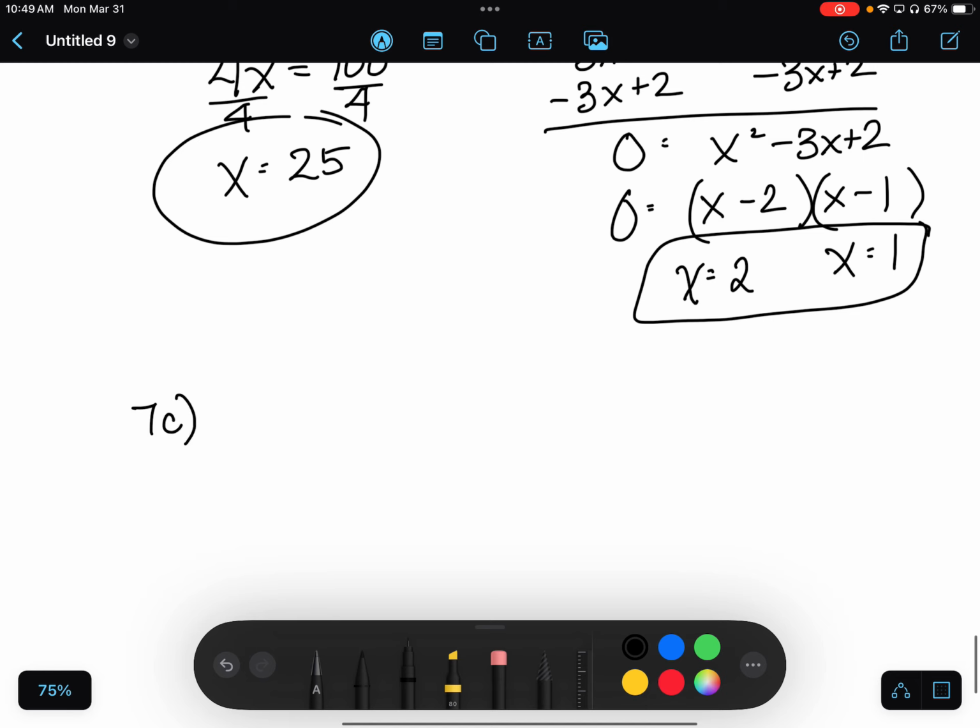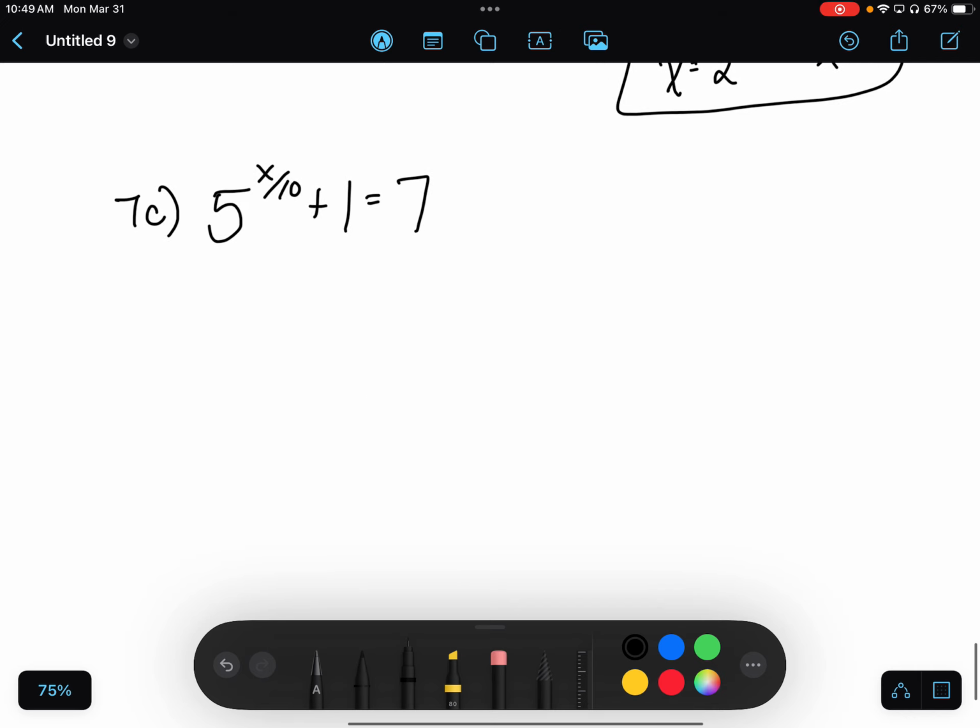7C, 5 raised to the x over 10 plus 1. Well, I said it wrong, but I wrote it right. Okay, now to solve this, first thing I'm going to do, get the exponential by itself. So subtract 1 to both sides. What's 7 minus 1?